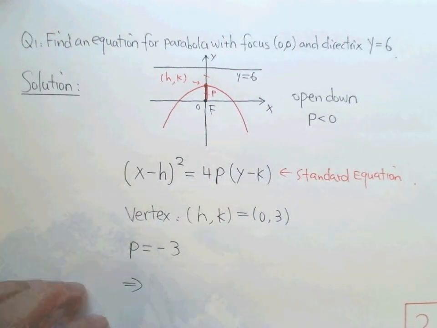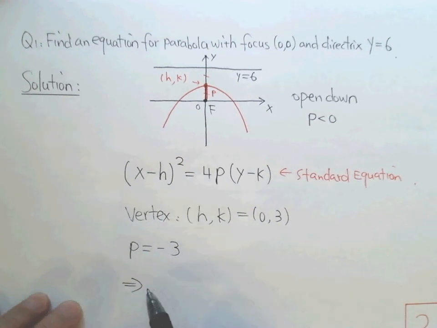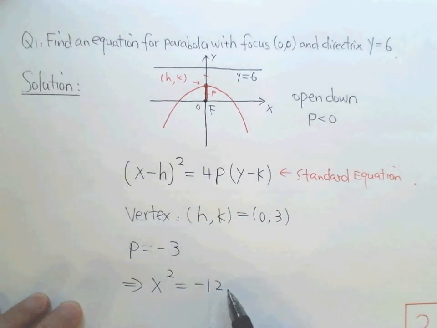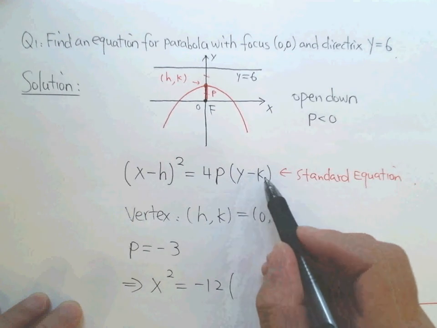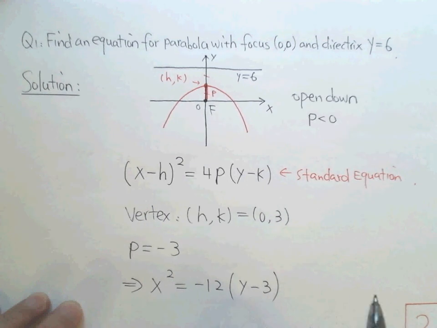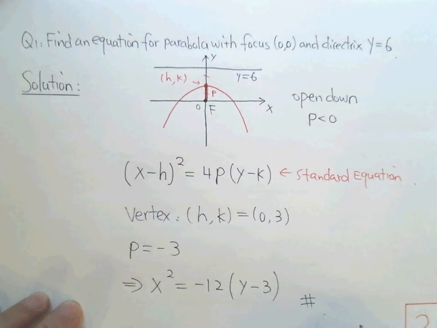We plug into the formula, see what we get. We will get the standard equation, right? It is x minus 0, which is x squared, equals 4 times negative 3, which is negative 12, times y minus 3. Can you see? And this is the final standard equation for the parabola. That's all. Thank you.